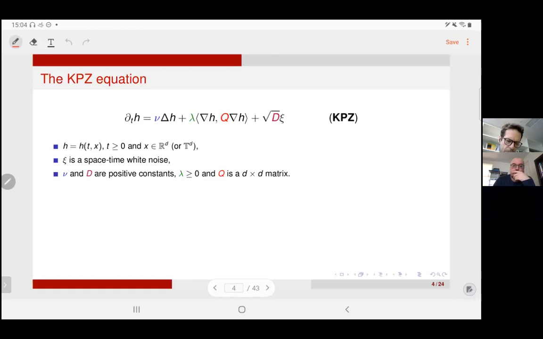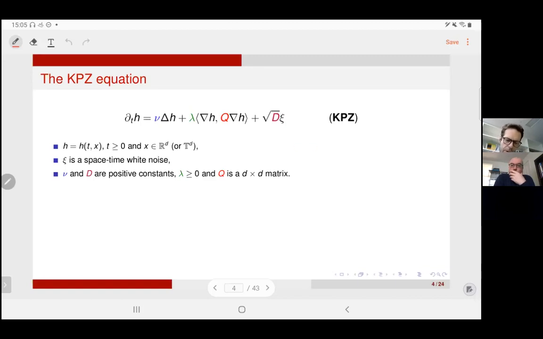So it's a random evolution, and you should think of this h as a height function depending on time. On the left-hand side, we have the ∂_t h. On the right-hand side, you have three terms. Let's start maybe with the first one. The Δh is simply the usual Laplacian. ν is a positive constant. If you had only that one, this would be simply the heat equation, ∂_t h equals νΔh. So this is a diffusive term that tends to smooth down fluctuations. If h has very wild fluctuations in space, this Laplacian part will tend to smooth them down.